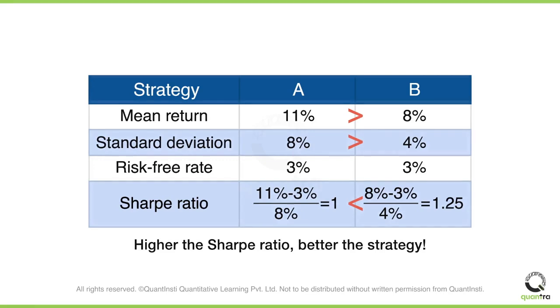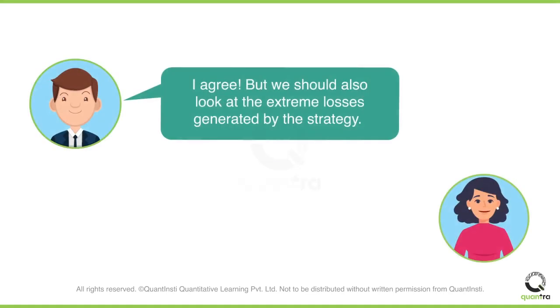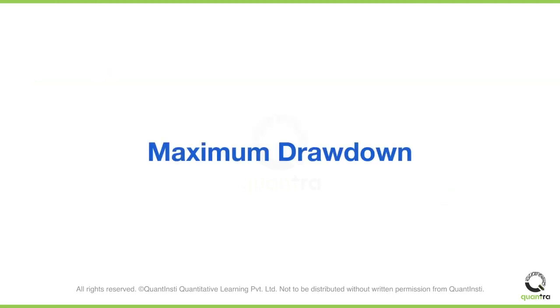John agrees with Sophie, but further adds that concluding that a strategy is better by just analyzing the Sharpe ratio is not correct. She should also look at the extreme losses, or the tail risk of the strategy to conclude which strategy is better. That is all for this video. In the upcoming video unit, we will learn about the maximum drawdown.